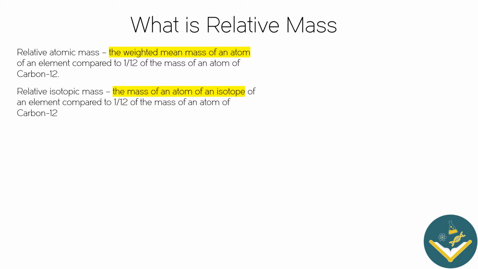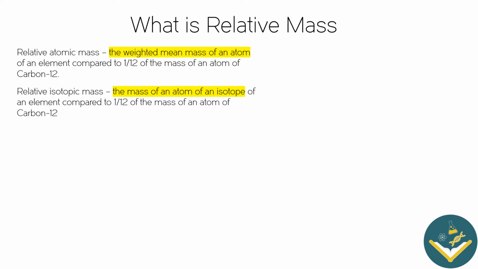You do need to know the definitions for both. We'll start with the definitions. Relative atomic mass is described as the weighted mean mass of an atom of an element compared to 1/12 the mass of carbon-12, while relative isotopic mass is the mass of an atom of an isotope of an element compared to 1/12 of the mass of carbon-12.